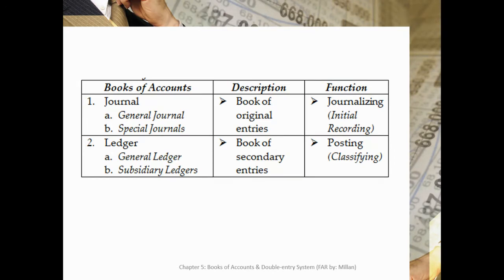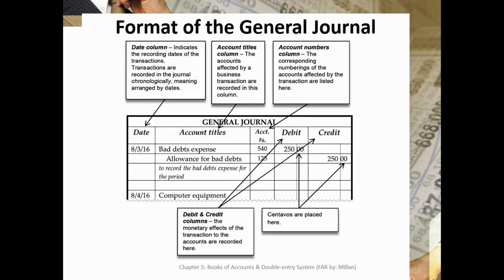So, ito yung summary niya. So, si books of accounts, journal at ledger, nahahati siya sa tig-dalawa: general journal, special journal, general ledger, subsidiary ledger. Ang description niya, pag si journal, siya si book of original entries at ang function niya ay journalizing. Si ledger, it is the book of secondary entries at ang function niya is posting. So, ito yung format ng general journal. Ito yung makikita mo sa general journal.